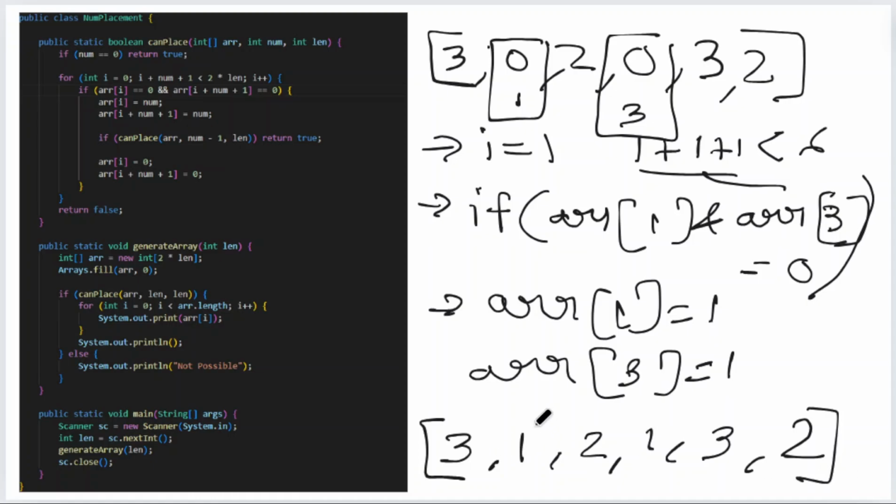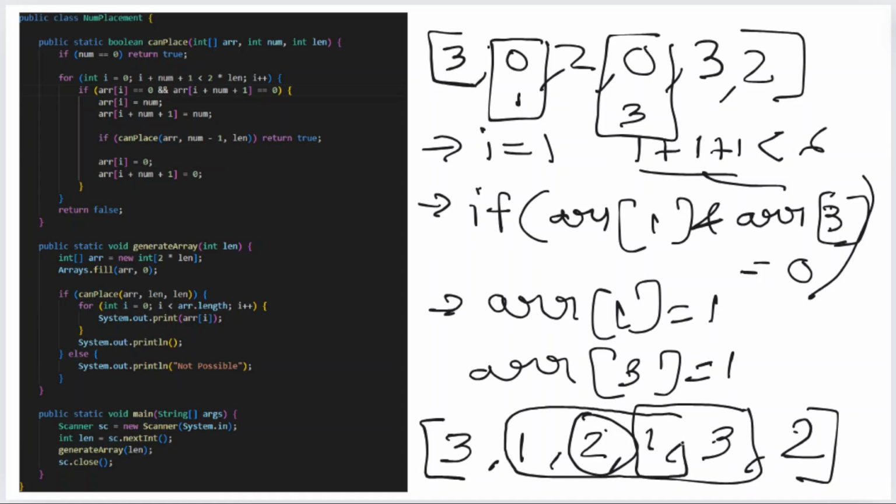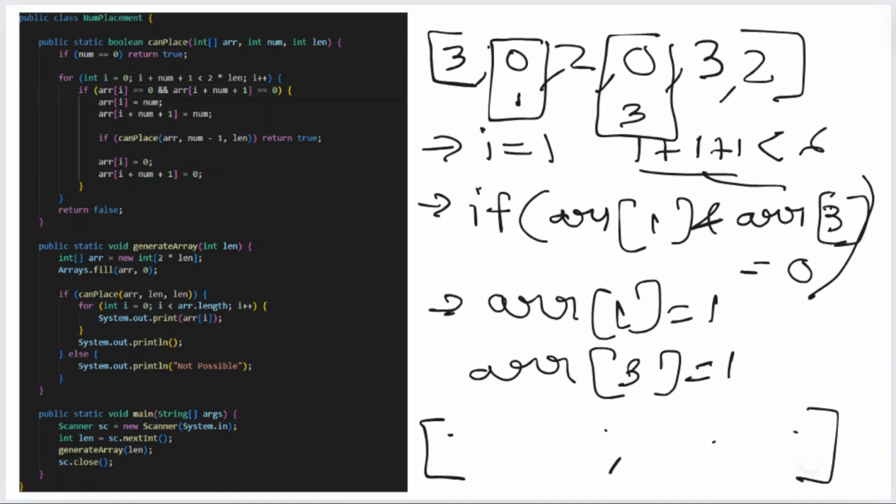where between the two instances of 1 we can see a single element, between the two instances of 2 we can see two elements, and between the two instances of 3 we can see three elements. This is what was the expectation of the question, and it will not stop here.